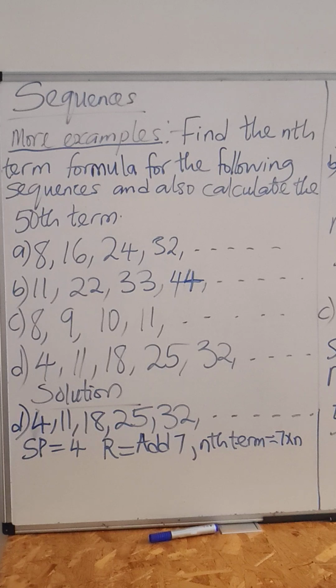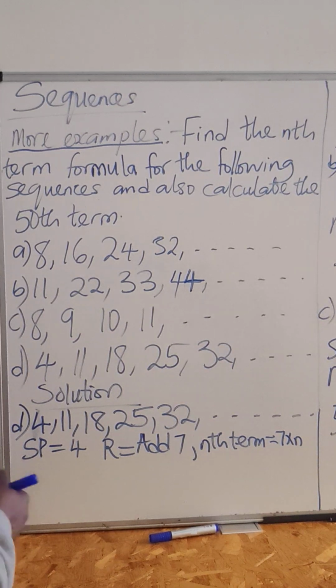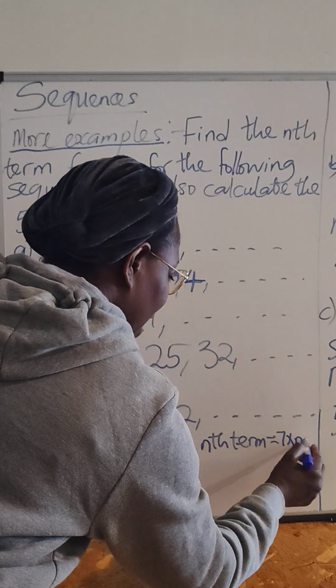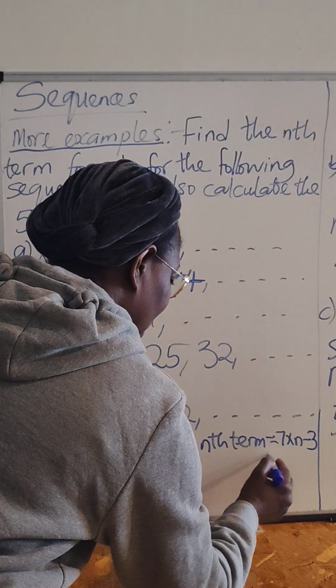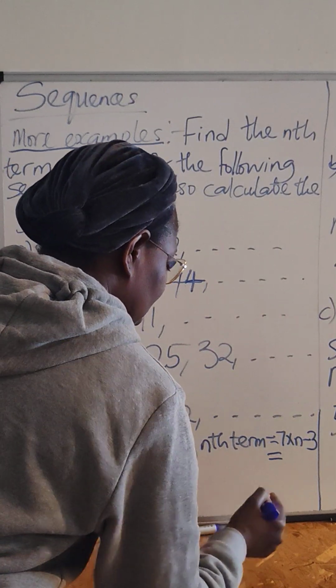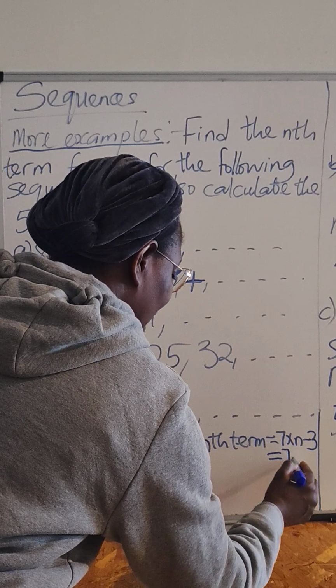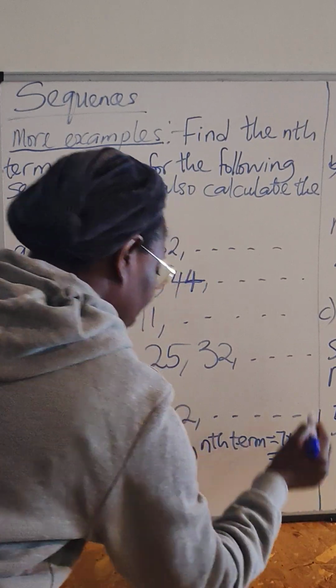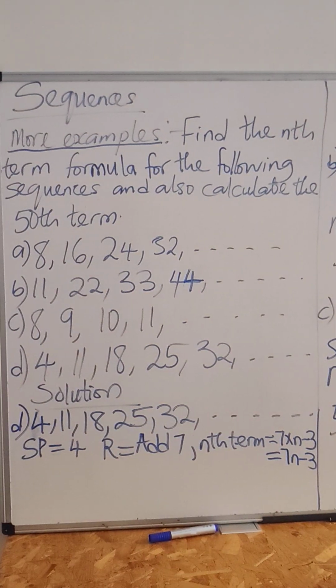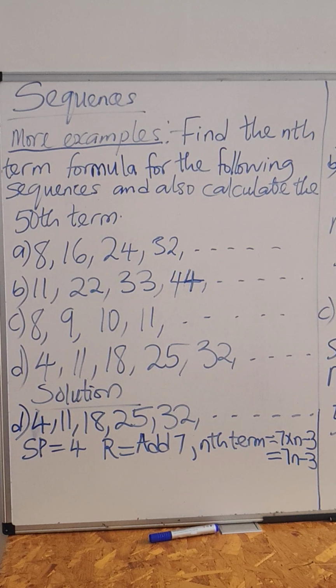We're going to subtract 3 from 7 in order to get 4, which is the starting point. So we're going to write minus 3 here. And lastly, the nth term will be 7n minus 3. That's the last term. That's the nth term rather. The nth term is 7n minus 3.